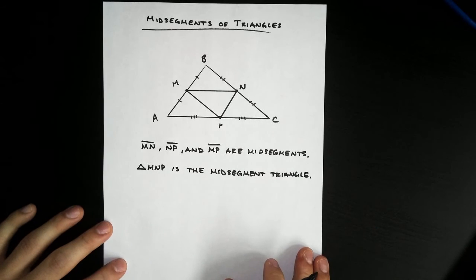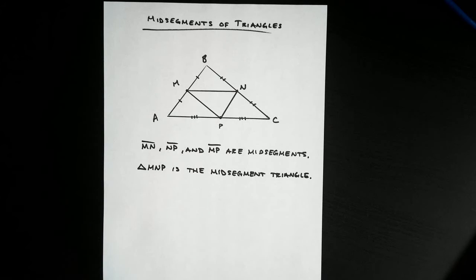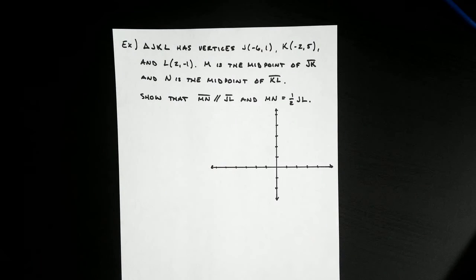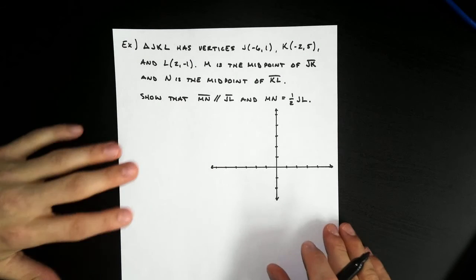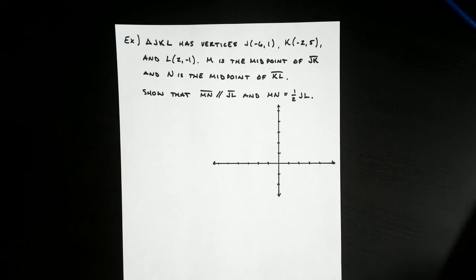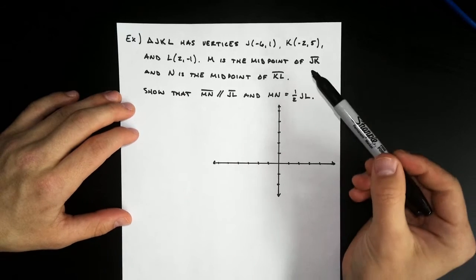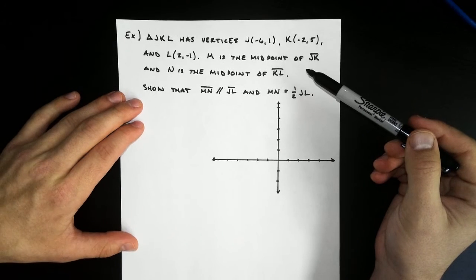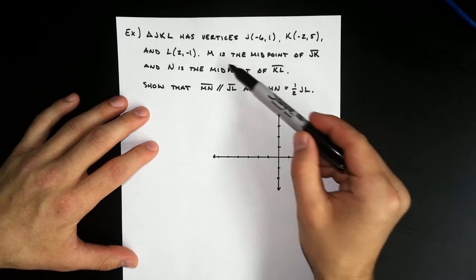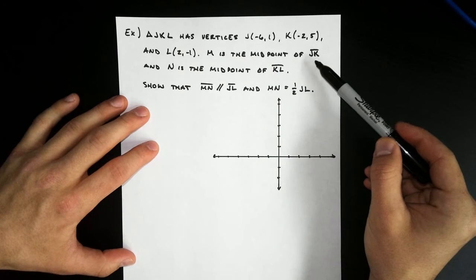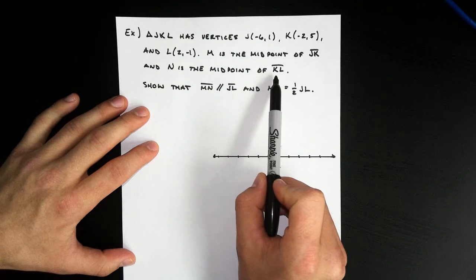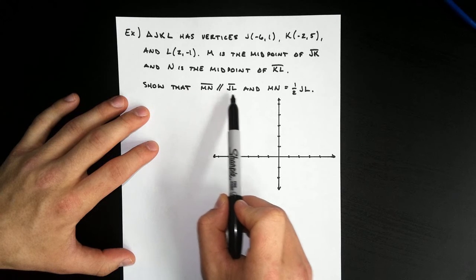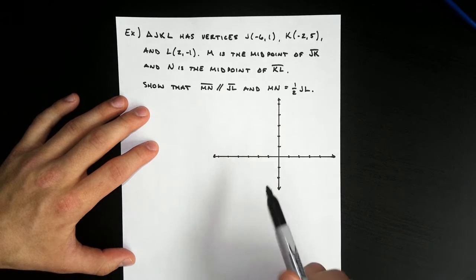Okay. So let's finish up by doing an example of using one of the midsegments of a triangle. So here I'm given some information. I have triangle JKL, and it's got these vertices, -6, 1, -2, 5, and 2, -1. And then this tells me that M is the midpoint of side JK, and N is the midpoint of KL, and I want to show that MN is parallel to JL, and that MN is half as big as that.